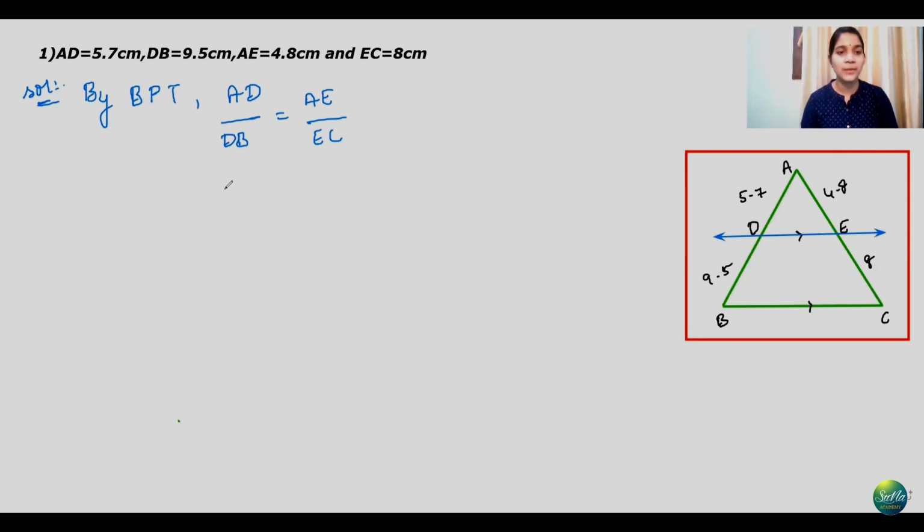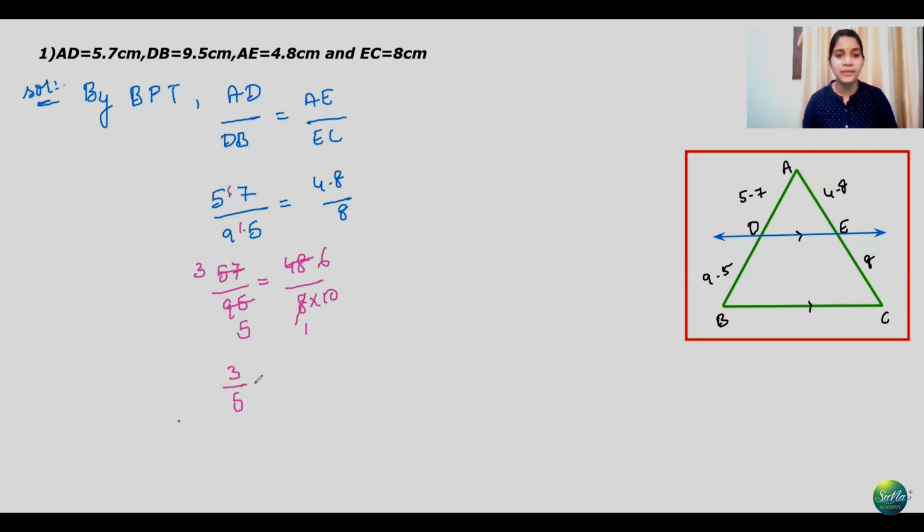So the AD value is given as 5.7 centimeters and the DB value is 9.5 centimeters. AE is equal to 4.8 and EC is equal to 8. In the calculation part, we can remove the decimal points on the left side. So we are left with 57 by 95 is equal to 48 by 8 into 10. Now 8 1 times 8, 8 6 times 48, 19 5 times 95, and 19 3 times 57. So we have now 3 by 5 on the LHS and 6 by 10 on the RHS. So 2 3 times 6 and 2 5 times 10. So finally we have 3 by 5 is equal to 3 by 5.